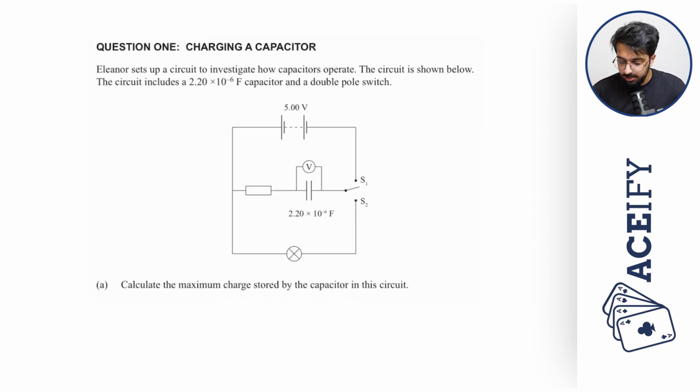Eleanor sets up a circuit to investigate how capacitors operate. The circuit is shown below. The circuit includes a 2.2 times 10 to the negative 6 farad capacitor and a double pole switch. Calculate the maximum charge stored on the capacitor in the circuit.